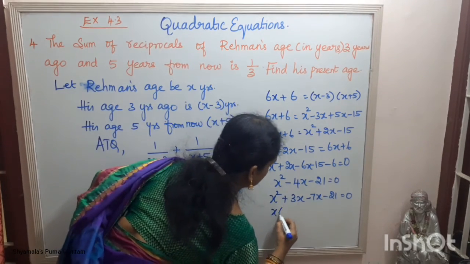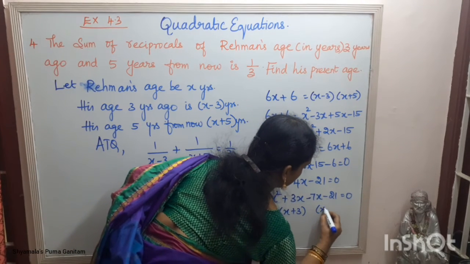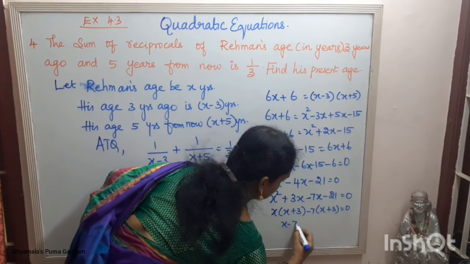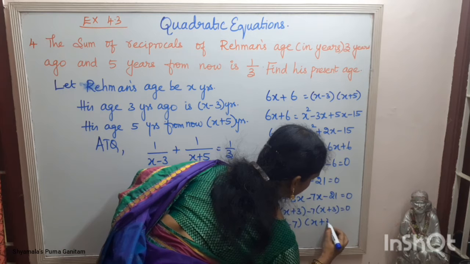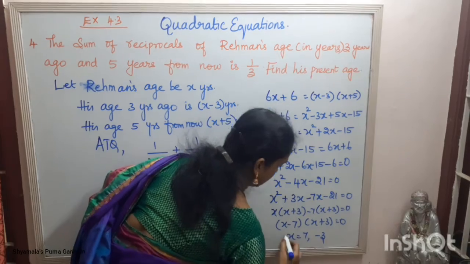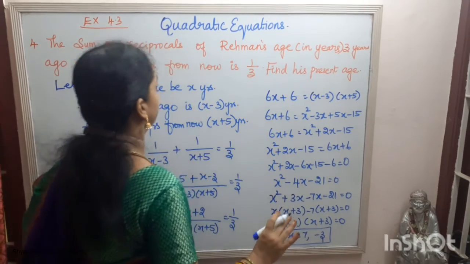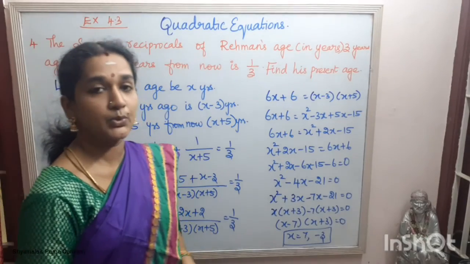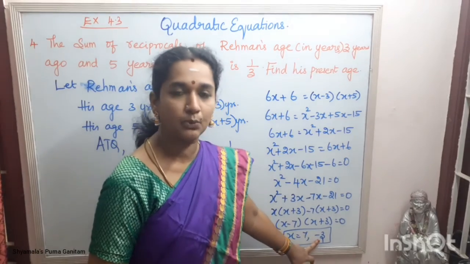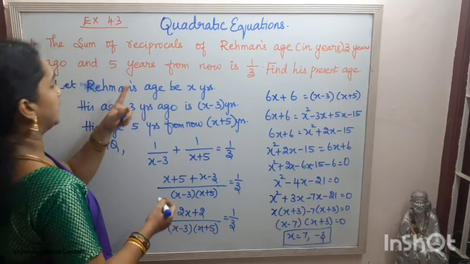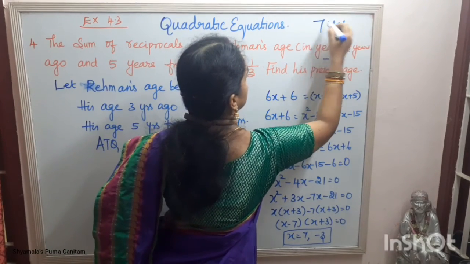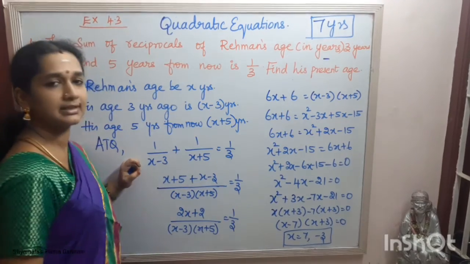Okay, then x into x plus 3, and here minus 7, is equal to 0. So one factor is x minus 7, the other one is x plus 3 is equal to 0. So the x value is 7 and minus 3. We are asked to find his present age. The present age won't be a negative value. So the present age of Rahman is 7 years. This is the answer.